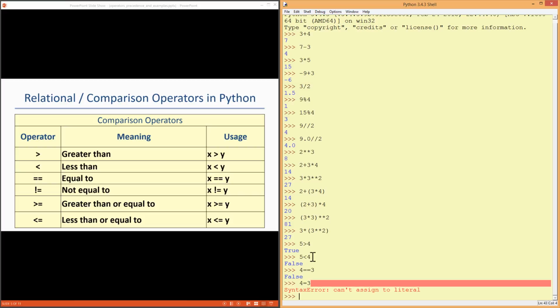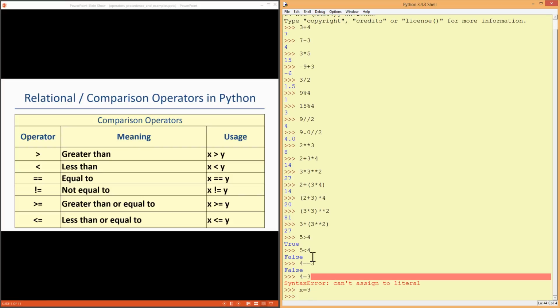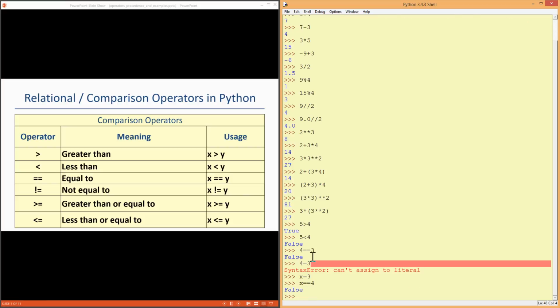What makes matters worse, programmers used to say, for example, something like this: x = 3, and then a few lines later try to ask if x is equal to 4 or not. So rather than saying x == 4, which means I'm asking, is x equal to 4? And the answer, of course, is false. However, they make a mistake and they say x = 4.